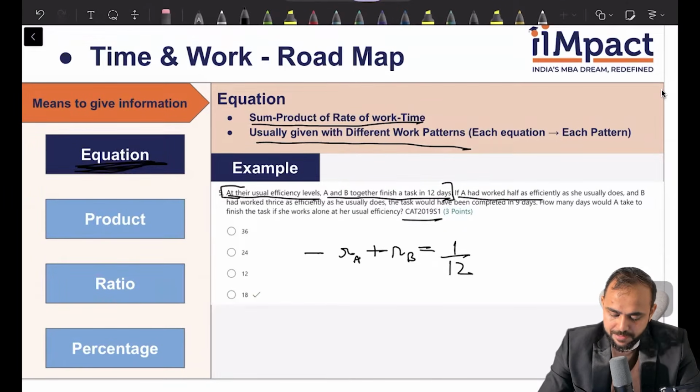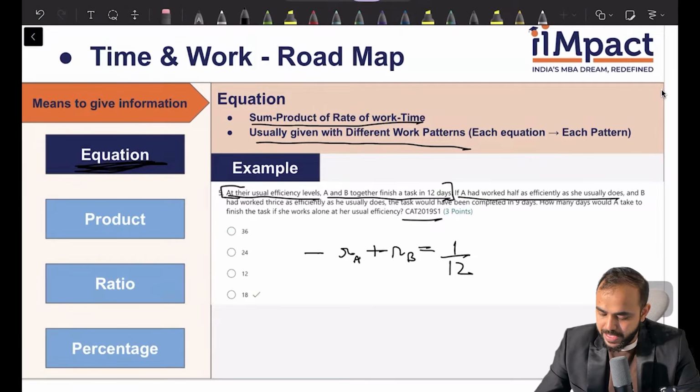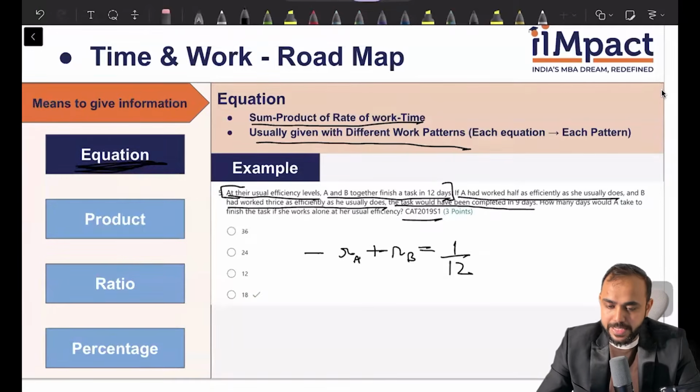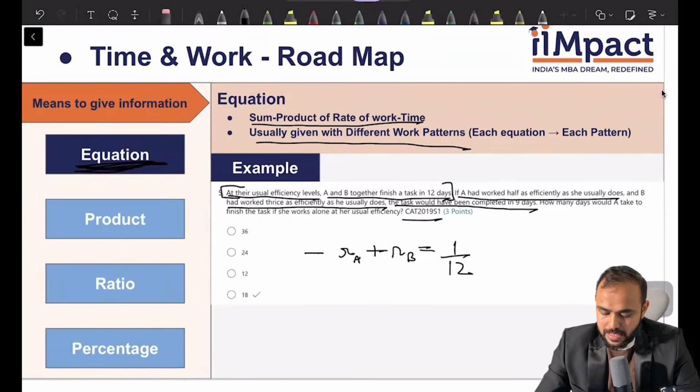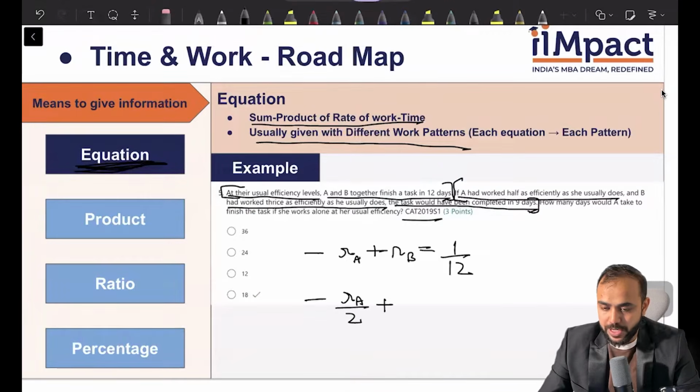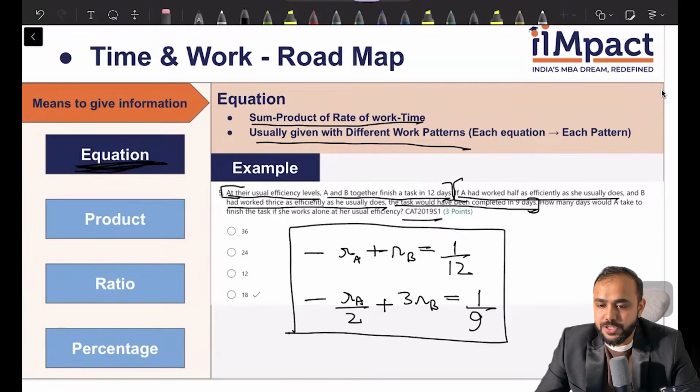If A had worked half as efficiently as she usually does and B had worked thrice as efficiently as he usually does, the task would have been completed in 9 days. This is another equation giving you another information. You would interpret this statement as rate of work by 2 for A plus 3 times rate of work of B is going to be what? 1 by 9. So this is what is meant by giving the information to you in the form of an equation.